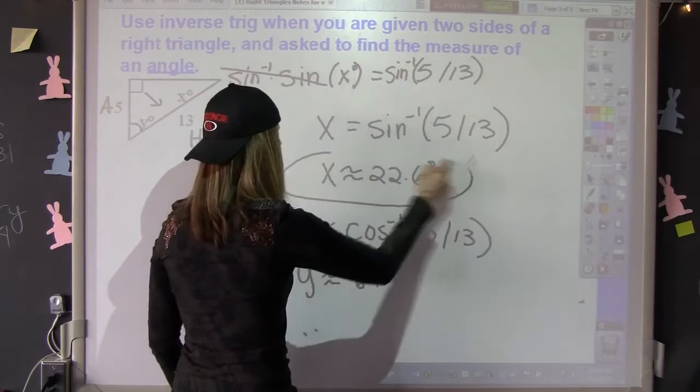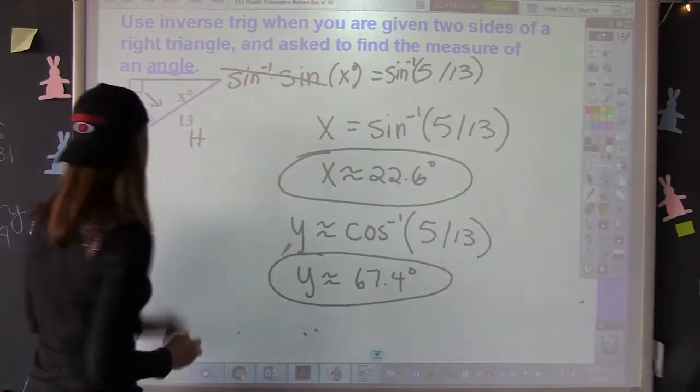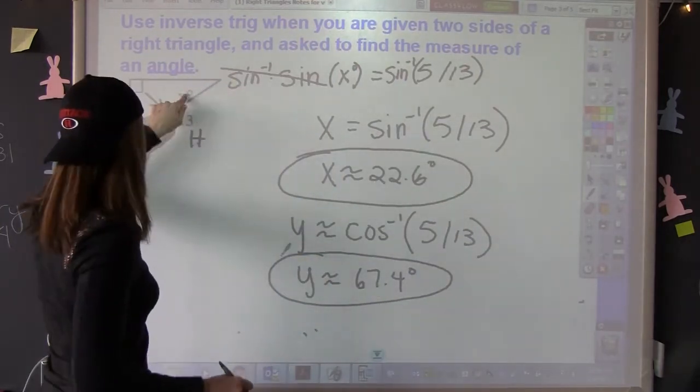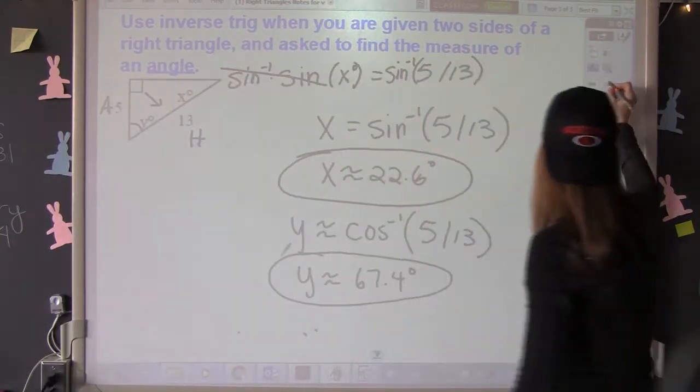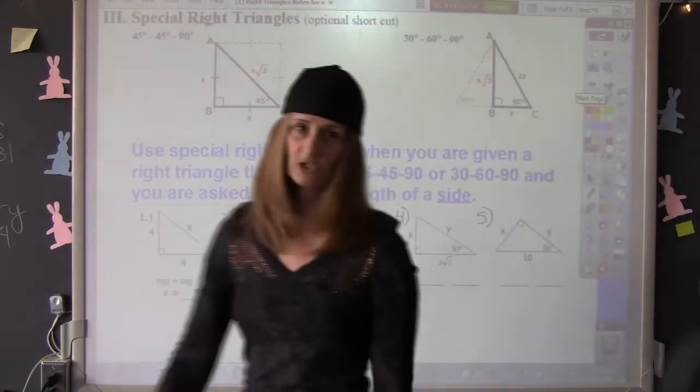Okay, so if your unknown is the measure of an angle, you need inverse trig. All right, last but not least, special right triangles.